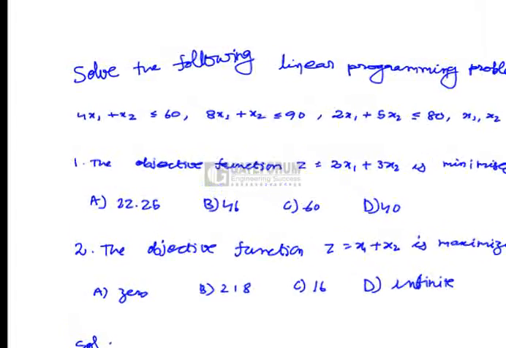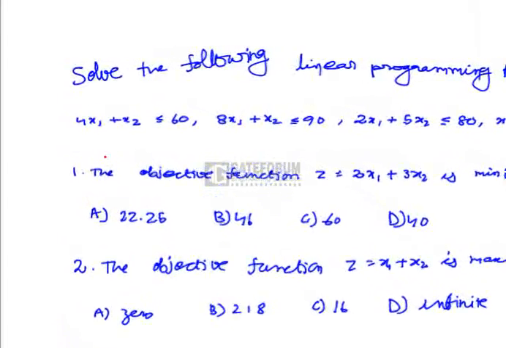Following linear programming problem. Here the constraints are 4x1 plus x2 less than or equal to 60, 8x1 plus x2 less than or equal to 90, 2x1 plus 5x2 less than or equal to 80, and x1, x2 greater than or equal to 0. It is a common data question. It consists of two questions.